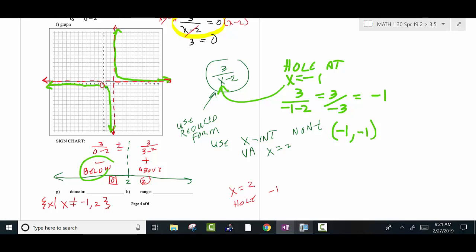How about the range on this? Just look at the graph. What does it look like the range is on this?